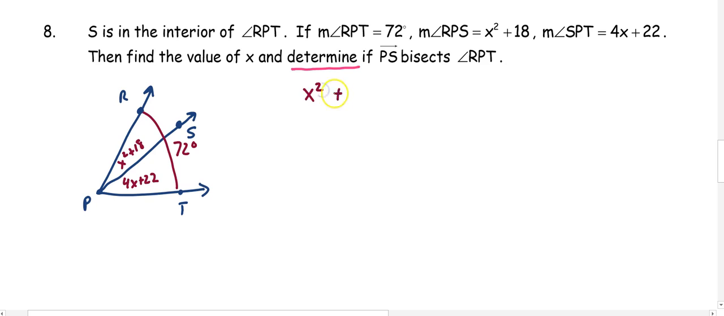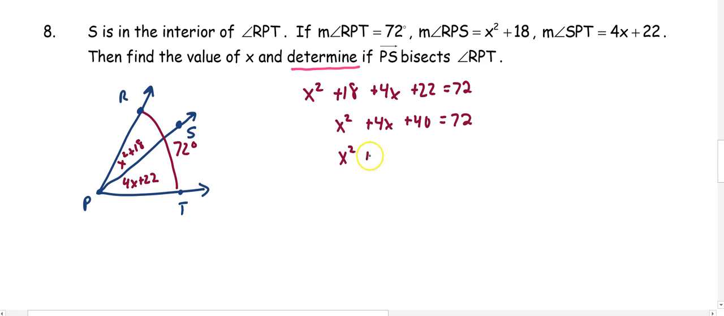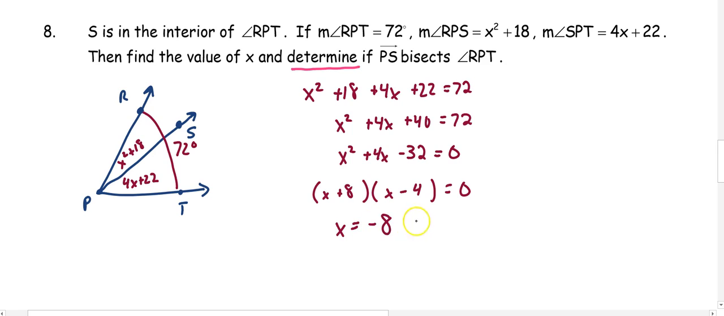So x squared plus 18 plus 4x plus 22 is equal to 72. So when I combine like terms, x squared plus 4x plus 40 is equal to 72. I'm going to subtract 72 from both sides, so x squared plus 4x minus 32 equals 0. So I need to know what multiplies to negative 32 and adds to 4. So that's x plus 8 and x minus 4, which means that x is negative 8 and x is 4.